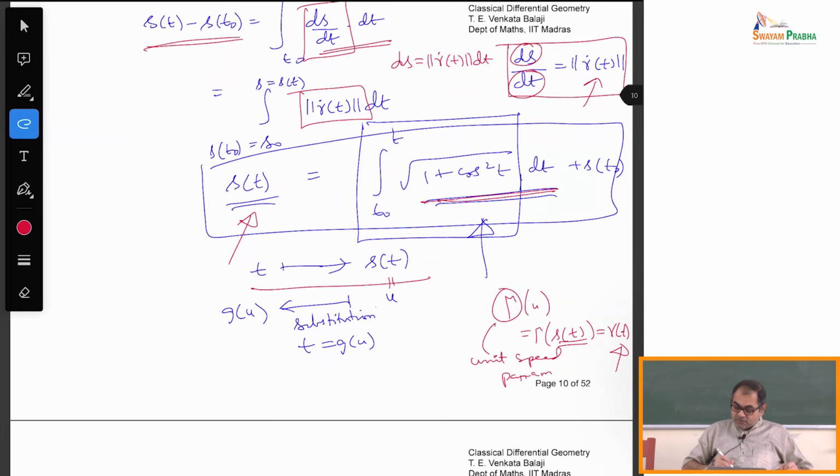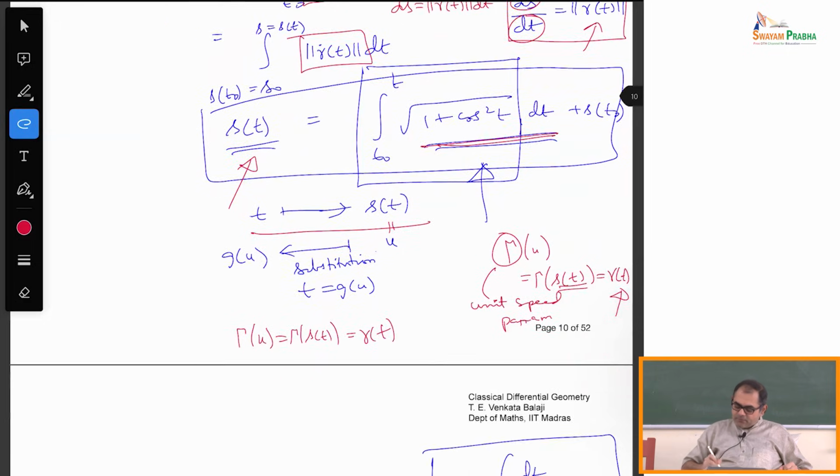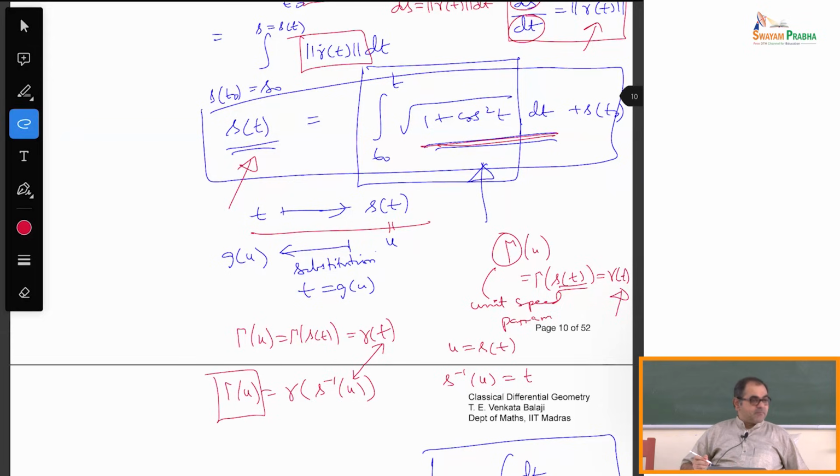So write it as follows. Capital gamma of u is gamma of s of t, which is small gamma of t, where u is s of t. If you want to invert it, you get s inverse of u is equal to t. Therefore, capital gamma of u is also equal to small gamma of s inverse of u, if you replace t by s inverse of u, because u is s of t. So if I want an expression for capital gamma of u, I have to find s inverse of u, and then plug it inside the small gamma, which I know already.